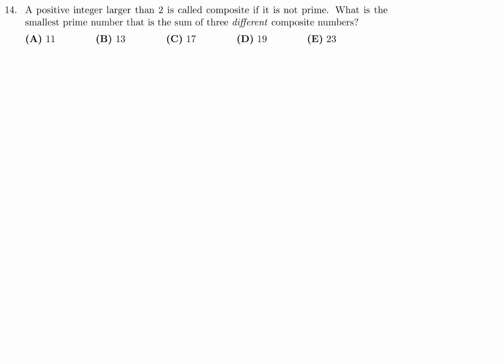A positive integer larger than 2 is called composite if it is not prime. What is the smallest prime number that is the sum of 3 different composite numbers? Let's list some numbers here: 2, 3, 4, 5, 6, 7. And our answer choices are going up to 23, so I don't think we need to go farther than 23.